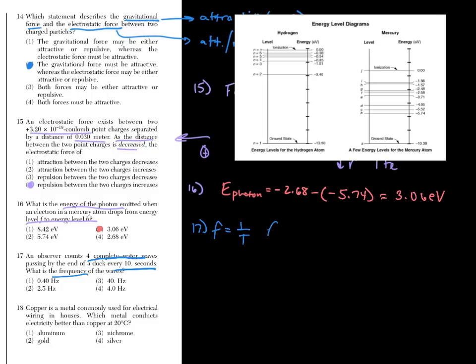So we got to think about it differently and go by the definition of frequency. And that's the number of waves or cycles or oscillations or vibrations per second. And in our problem, they give us 4 waves completed over 10 seconds. What is the frequency? And that is 0.4 hertz. Choice 1.